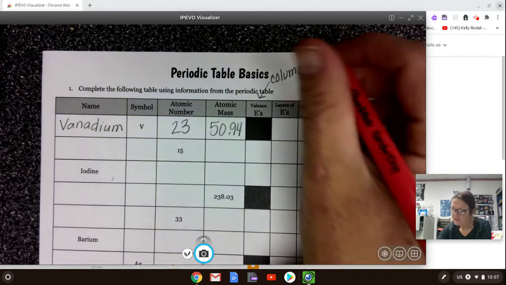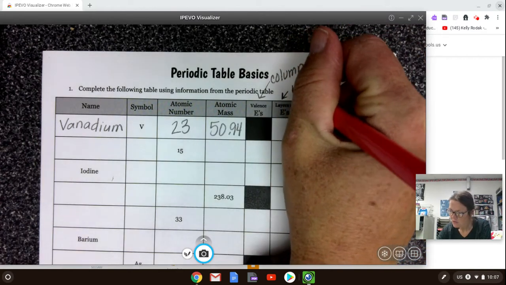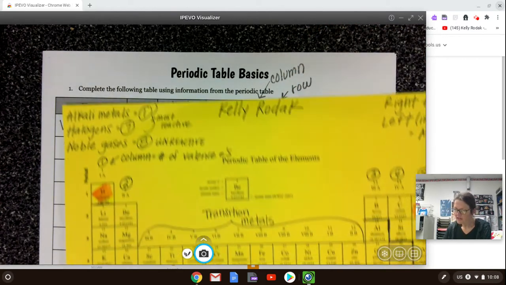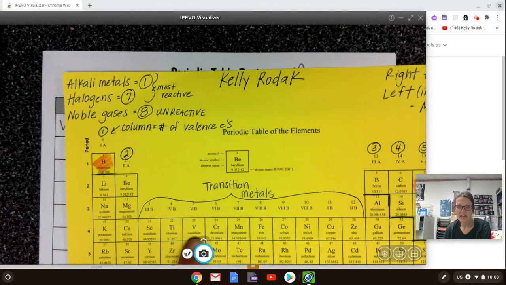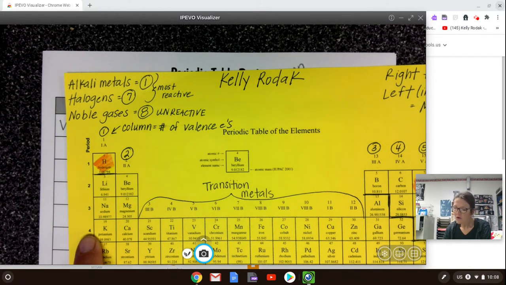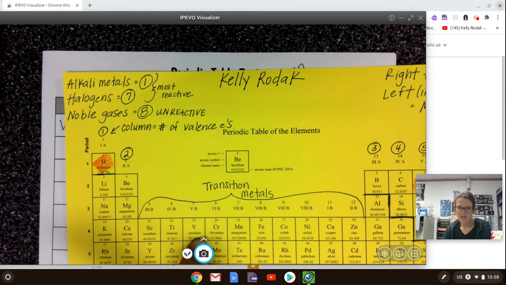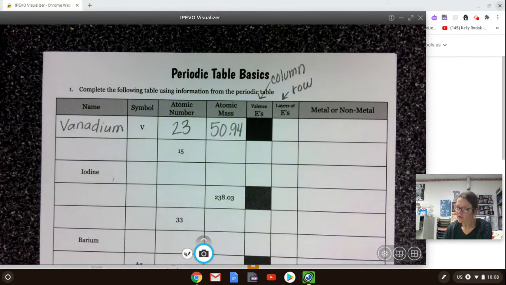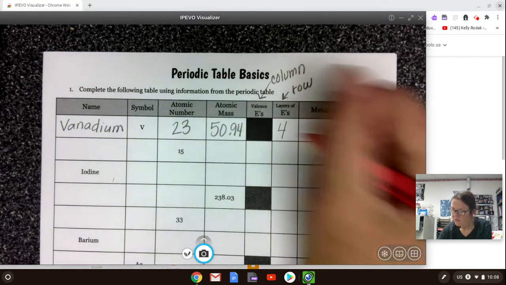And then layers of electrons is from the row. So we look here at the row, and we see that vanadium is located in row 4. So we know that all of the electrons that it has, which is the same as the number of protons that it has, so 23 electrons, are spread out over 4 rows or 4 layers.